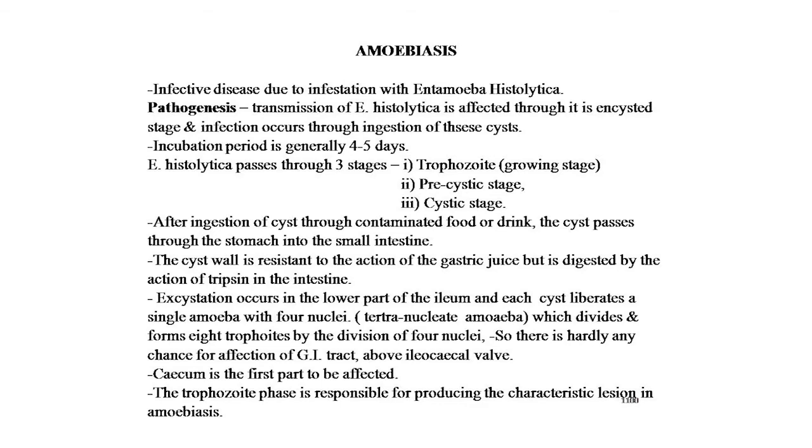The cyst wall is resistant to the action of the gastric juice, but is digested by the action of the trypsin in the intestine. Encystation occurs in the lower part of the ileum, and each cyst liberates a single amoeba with 4 nuclei. The tetranucleate amoeba divides and forms 8 trophozoites by the division of the 4 nuclei, so there is hardly any chance of affection of the GI tract above the ileocecal valve. Cecum is the first part to be affected. The trophozoite phase is responsible for producing the characteristic lesion in amoebiasis.